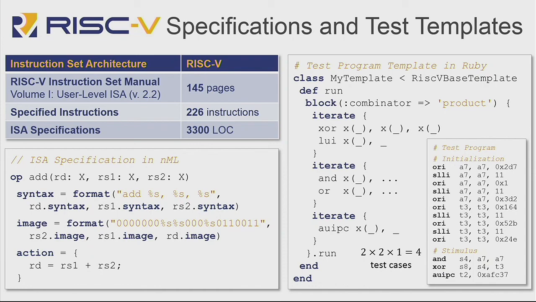And this is an example of a test template in the Ruby language. So we can compose complex sequences from simple ones, and describe constraints and probability distributions.